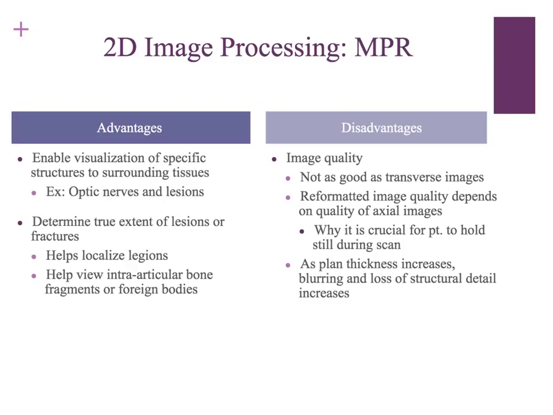One disadvantage is image quality. Image detail is not as good as that obtained in transverse images. The reformatted image quality depends on the quality of the axial images, which is why it is even more important that the patient stays still and holds their breath when they are supposed to during the exam. Also, plane thickness affects the image detail. Thick planes result in blurring and loss of structural detail. However, multi-slice scanners that are capable of isotropic imaging solve these issues.